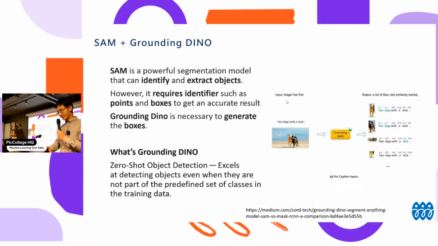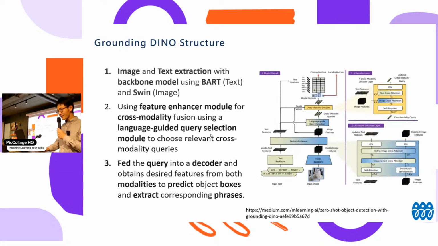Still, there is one issue, which is that we need some identifier to make SAM more accurate, or to point at the thing we need to segment. So we need Grounding DINO to generate the bounding box for it. Actually, Grounding DINO is like a guide for us to detect the segment more precisely. The Grounding DINO structure is separated into two parts, image and text extraction. For the text, they use a BERT model, and for the image we use a Swin model.